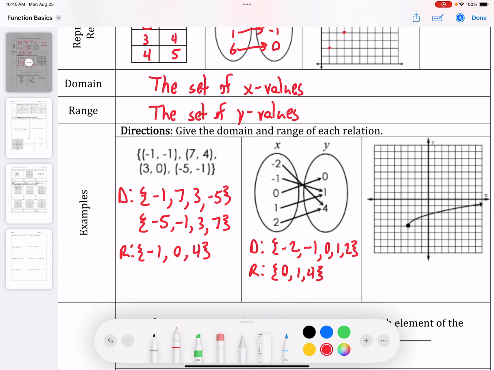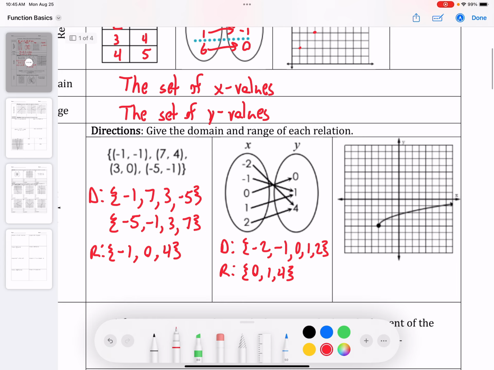There we go. So when you're looking at a graph, your domain values, typically we write domain and range in interval notation. So your domain for this graph is going to be from left to right. So when we do domain and range, we do left to right, bottom to top. So our leftmost value is negative 3. And because it's got that closed circle, it's going to be a bracket. And it goes to the right forever. So we're going to go to positive infinity.